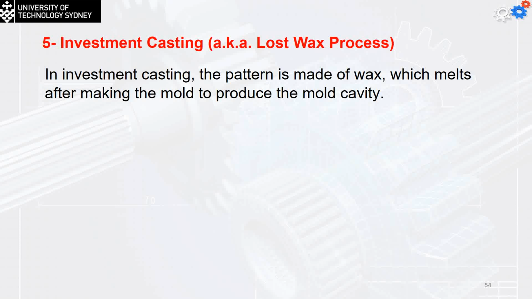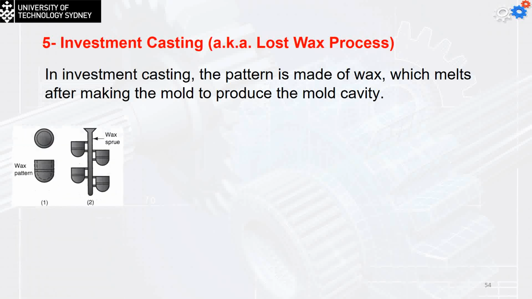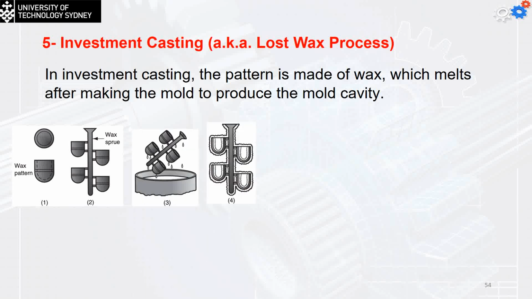Then I'm going to put it in the ceramic slurry to make the shell. Okay, so I didn't use the permanent mold pattern to make the shell this time. I just used the wax one. Now I want to take this one off, heat it, melt the wax. You will have the shell, fill the shell with the molten metal. I got the parts.